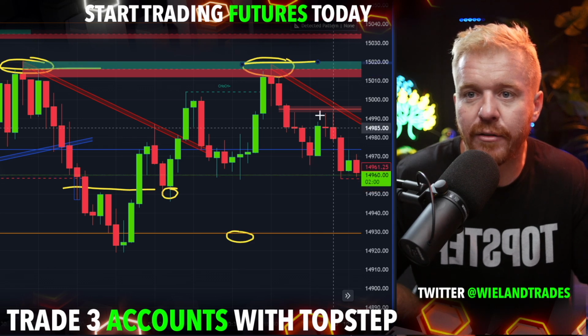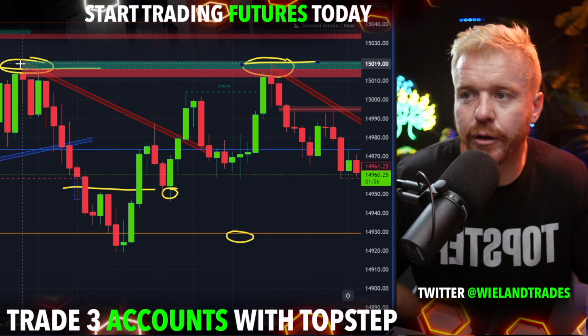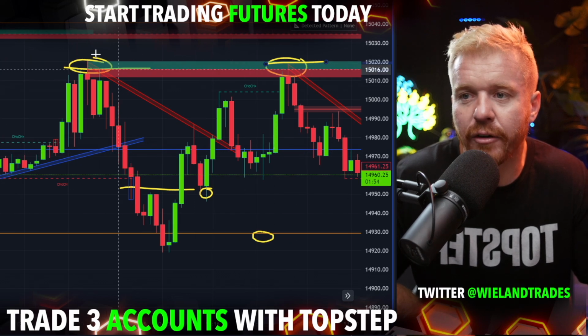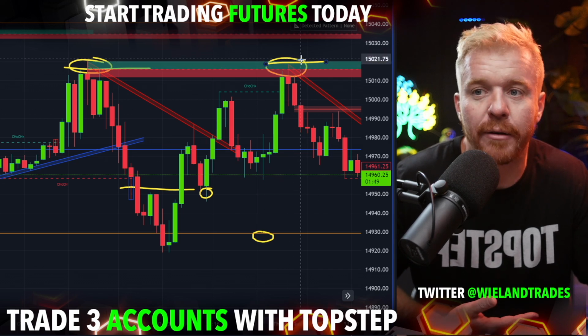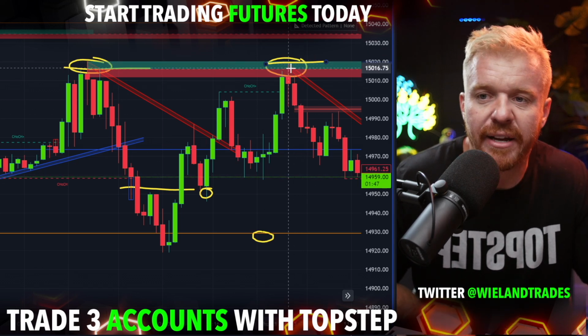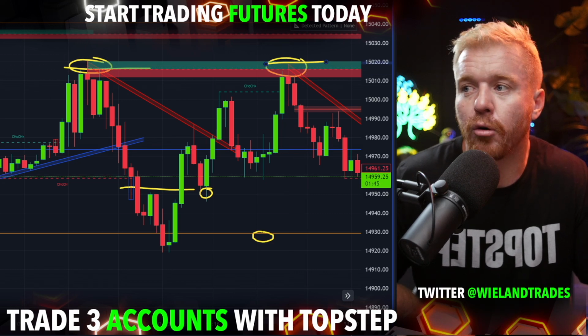We had the VWAP there as well, I think at the 03. So we pushed up there into that earlier resistance. Anytime there's resistance that's close by, that's always my target. We're going to push up into that level and test it. If we don't get through it, then obviously we're going to pull back from there.